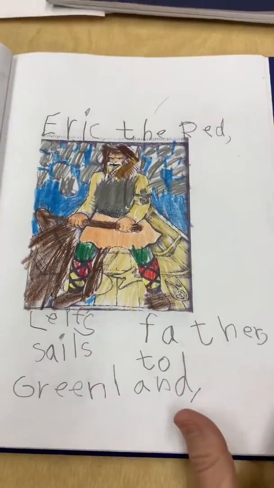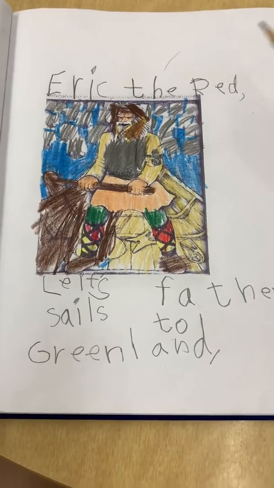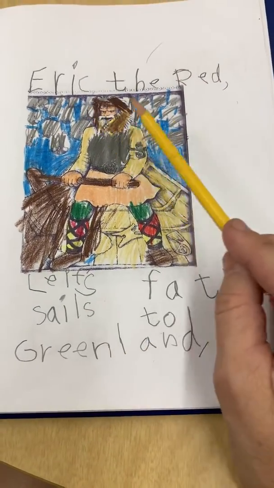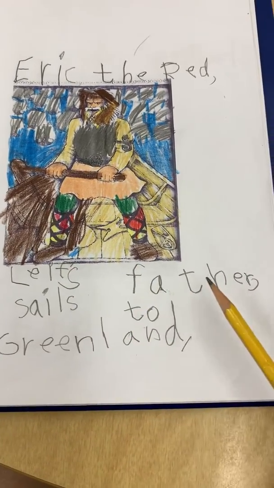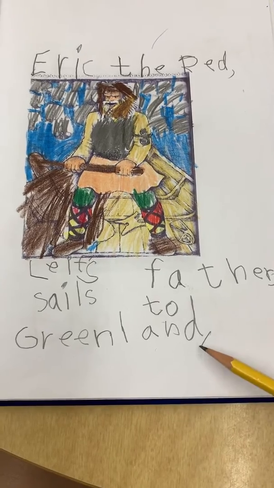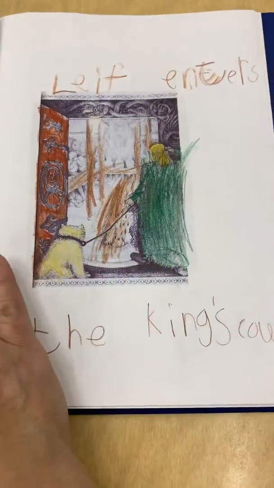We started with Eric the Red, and you can see David colored the picture really well, and he wrote the sentence, Eric the Red leaves father, sails to Greenland. And he put a really big line there for the period. So if there's anything in any of these pages, here's the next one.